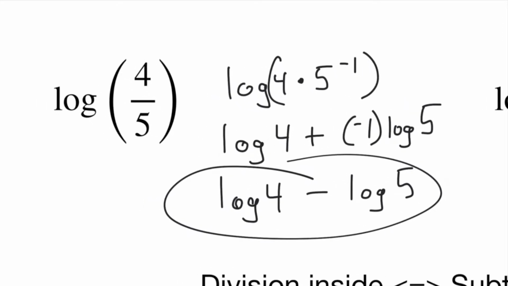You can apply the exact same trick here. We had 4/5, and that's the same thing as 4 times 1/5, or 4 times 5 to the -1. Multiplication on the inside becomes addition on the outside. Exponent on the inside becomes multiplication on the outside. And then this all becomes just subtraction. Log of 4 minus log of 5. There it is. That's the same thing as log of 4/5. The division that you see in this fraction becomes subtraction.